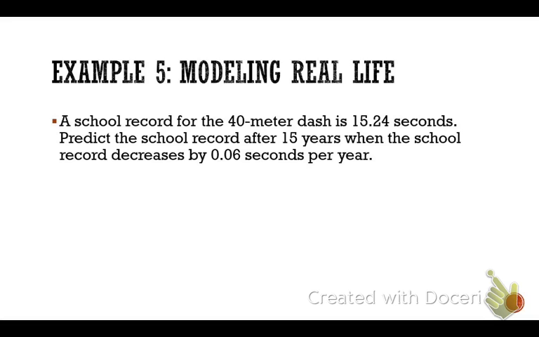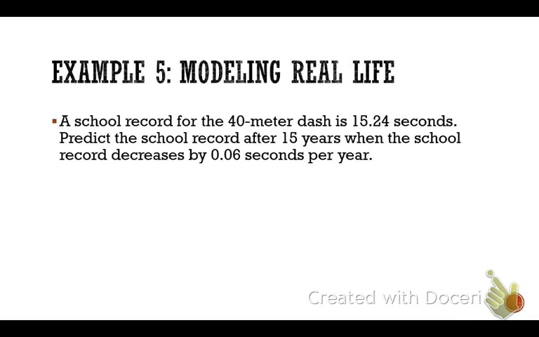It says a school record. Any track people in here? Anybody run track or any part of track? Okay, cool. The school record for the 40-meter dash is 15.24 seconds. You're going to predict the school record after 15 years when the record decreases by 0.06 seconds per year.